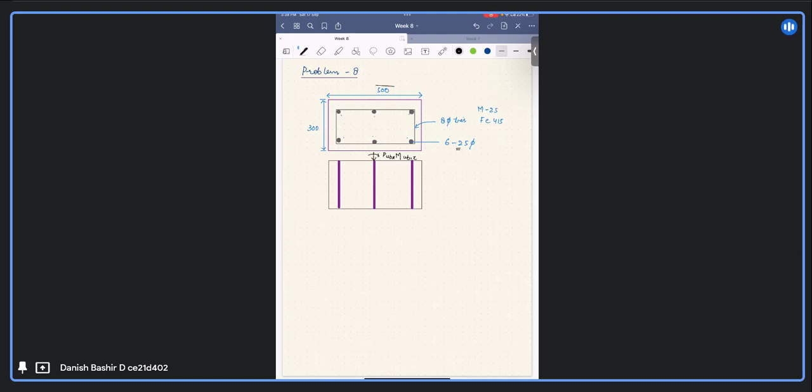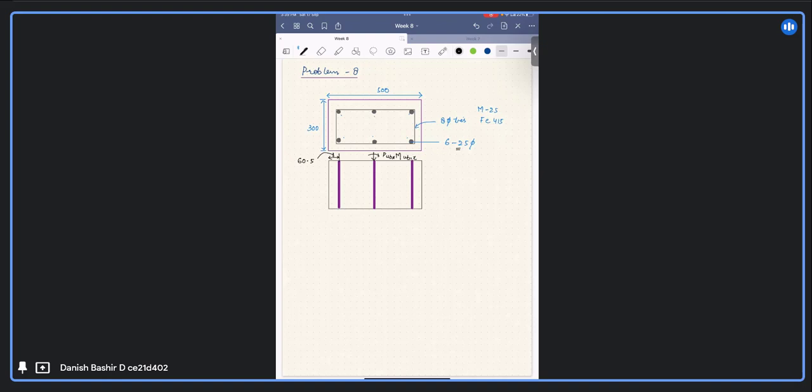So when I calculate all these things, I will get this effective cover. Remember, effective cover is from the centroid of the steel bar. Clear cover is from the edge. I get an effective cover of 60.5 mm. Why am I calculating the effective cover? Because I need this in the strain profile to calculate the strains in each row.